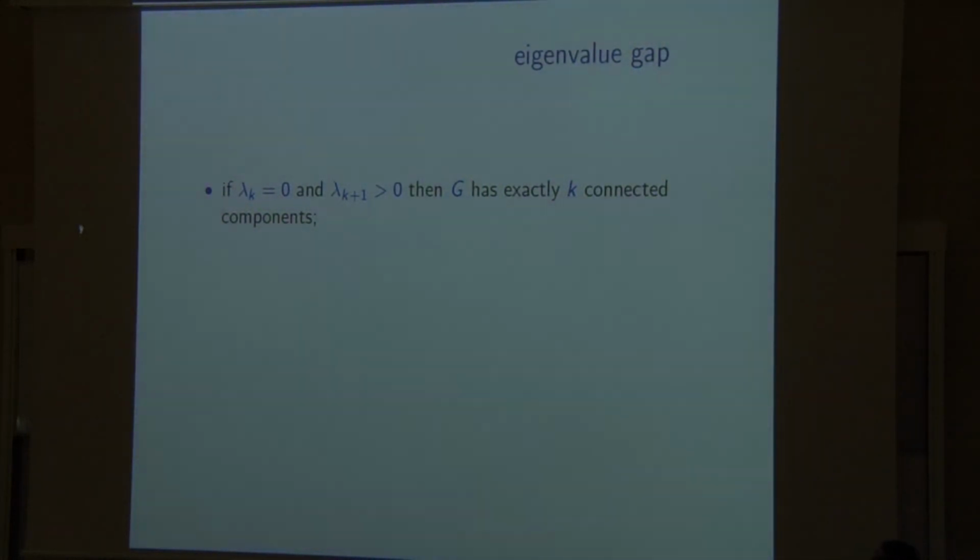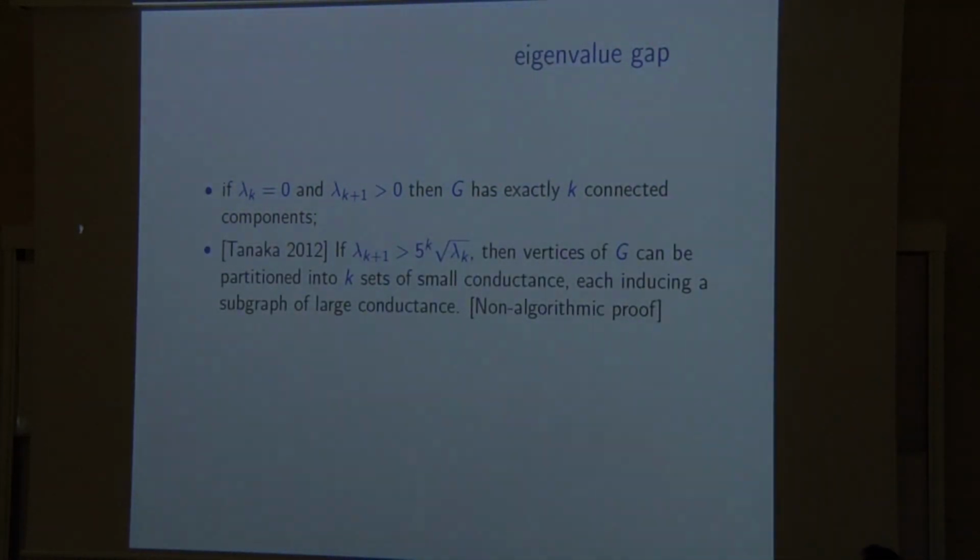There's one more extremal result of which it's interesting to think about an approximate version: if you know that, say, lambda k is 0, and lambda k plus 1 is positive, that means your graph has exactly k connected components. The graph can be broken up into k subsets of vertices. Each subset has no outgoing edge, but also each subset induces a connected subgraph. The robust version of a set of vertices being disconnected from the rest of the graph is that the set has small conductance.